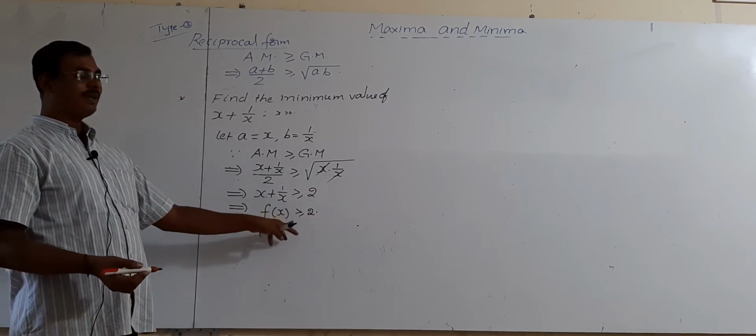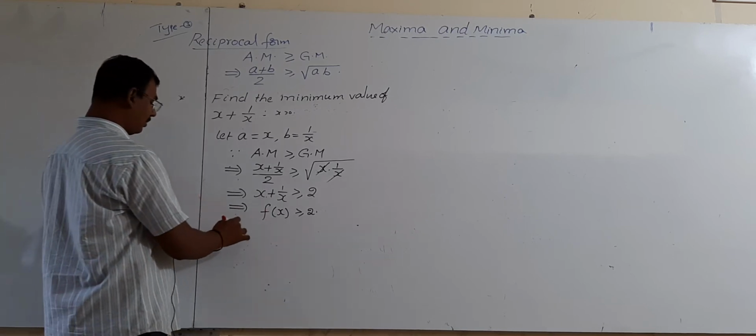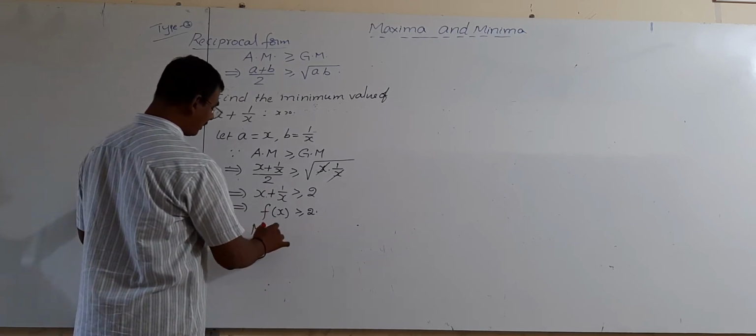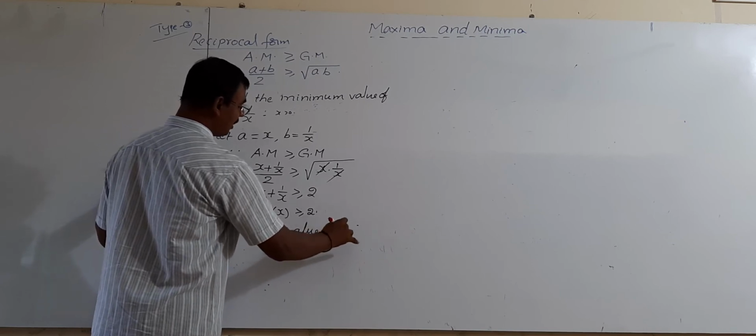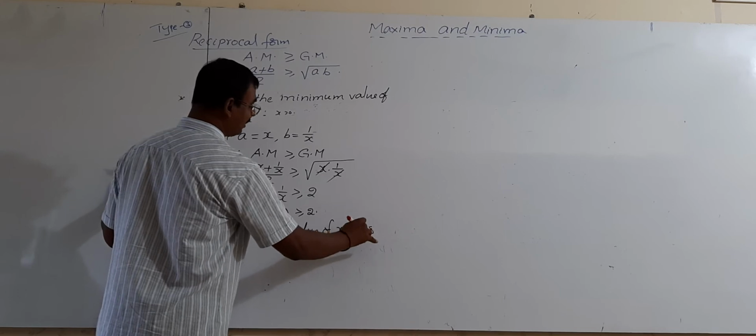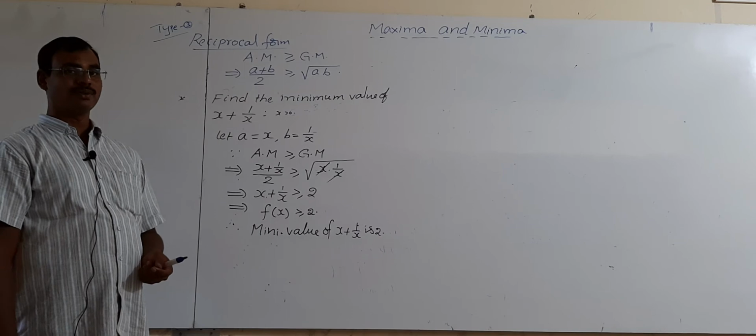So does it have a maximum value? No, it is undefined. Therefore, the minimum value of f(x) is equal to the minimum value of x + 1/x, which is 2. Like this we solve a number of questions.